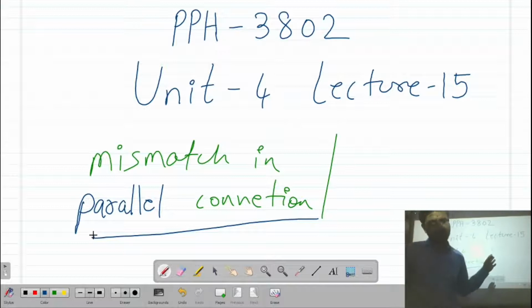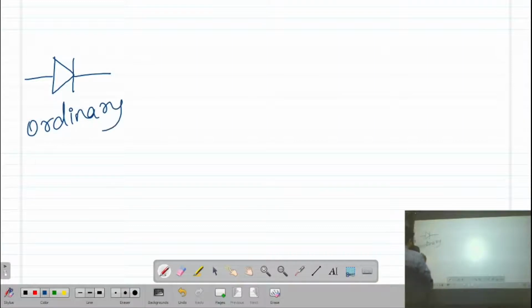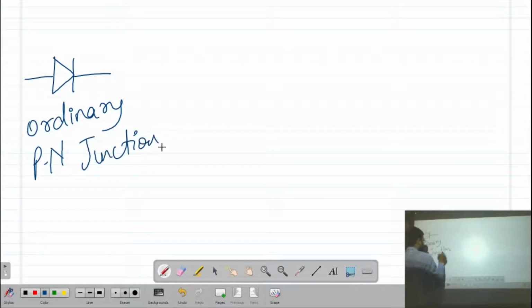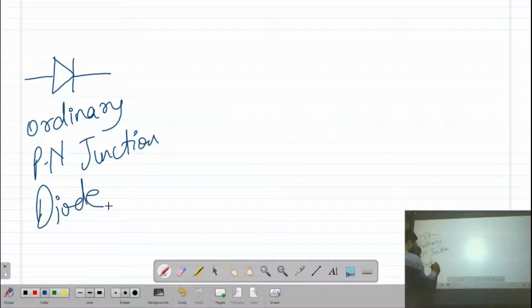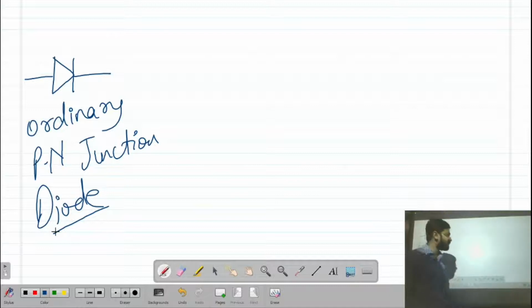IV characteristics, because let us recall that thing, how we study the IV characteristics and why we are studying in the first quadrant, why we are not studying in the fourth quadrant, right? We will just consider a simple ordinary PN junction diode.